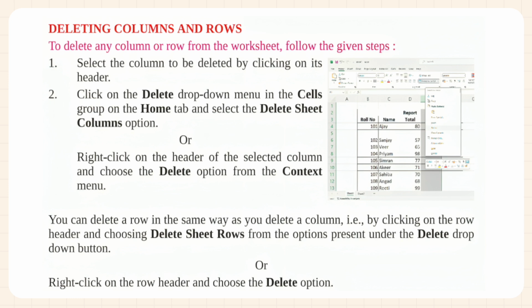You can delete a row in the same way as you delete a column, i.e., by clicking on the row header and choosing Delete Sheet Rows from the options present under the Delete drop-down button. Or, right-click on the row header and choose the Delete option.